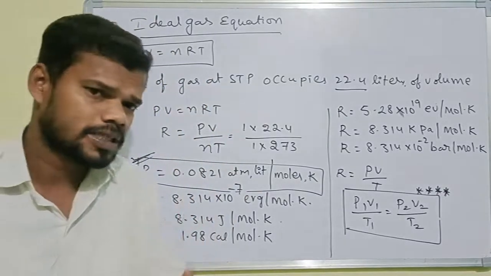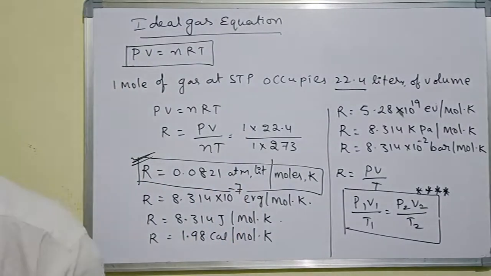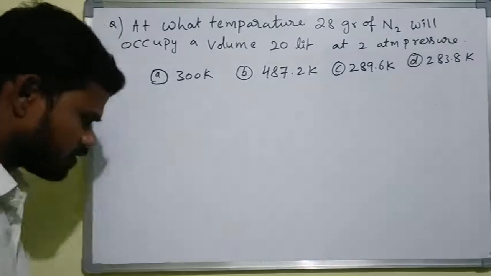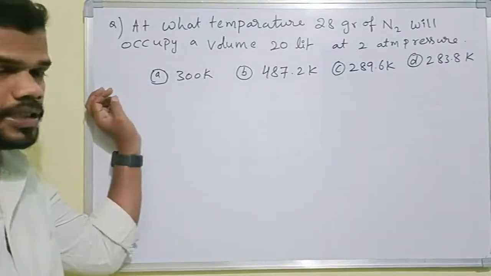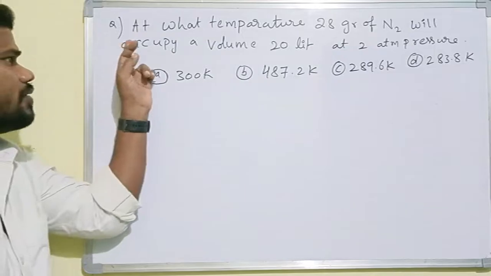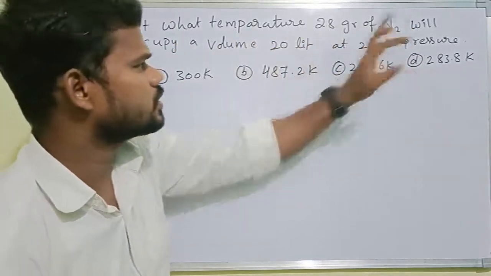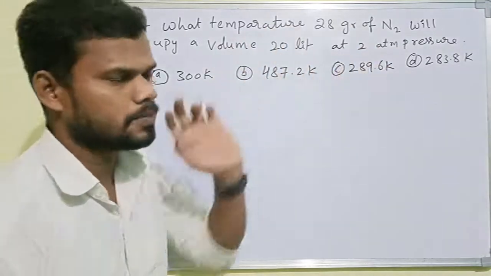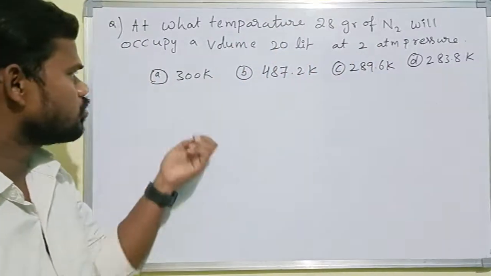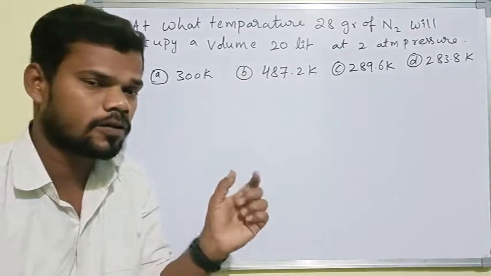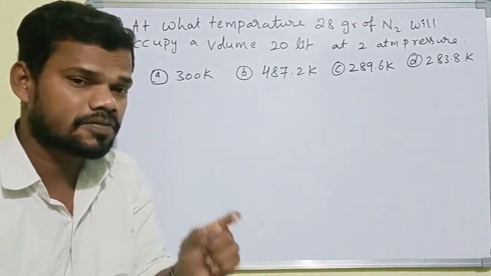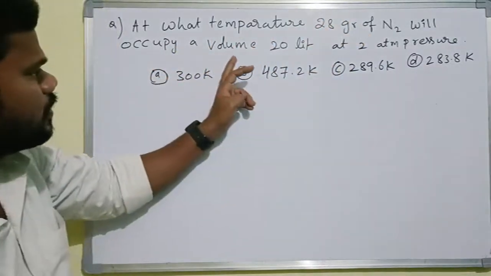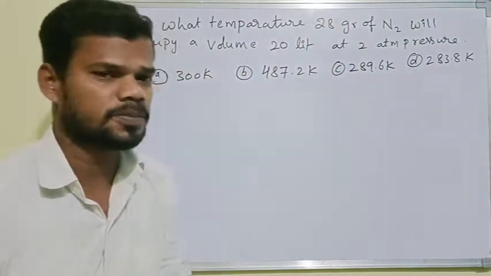Okay, so you can copy this one. Next we have to solve some problems. See here, this is the first question, how they ask based on the ideal gas equation. At what temperature will 28 grams of N2 occupy a volume of 20 liters at 2 atmospheric pressure? Here we want to find the temperature.